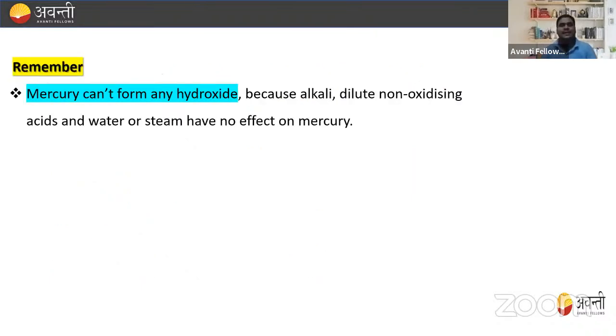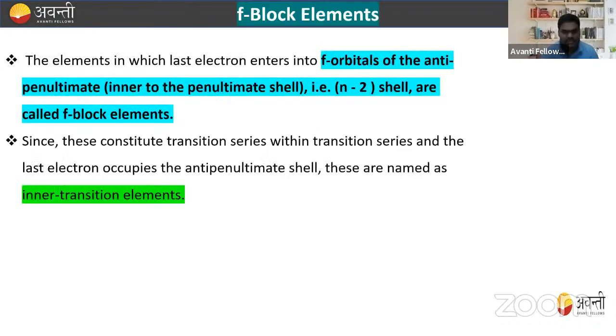So remember, mercury can't form any hydroxide because alkali, dilute non-oxidizing acid, and water or steam have no effect on mercury. That's why mercury can't form any hydroxide. Remember this one. I hope this is clear to you. So mercury can't form any hydroxide, right, because alkali, dilute non-oxidizing acid, and water or steam have no effect on mercury.